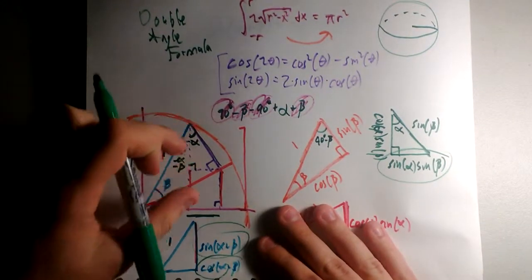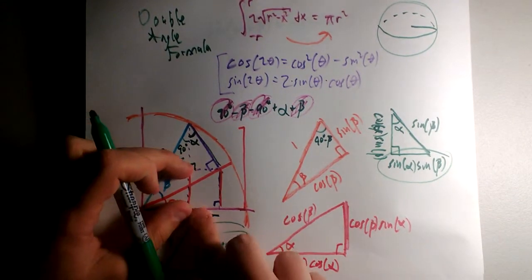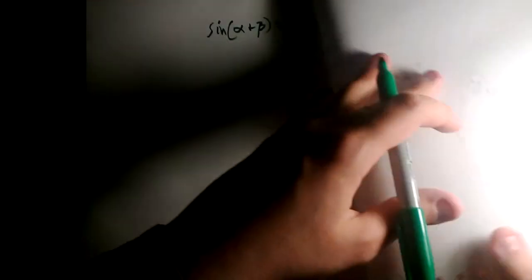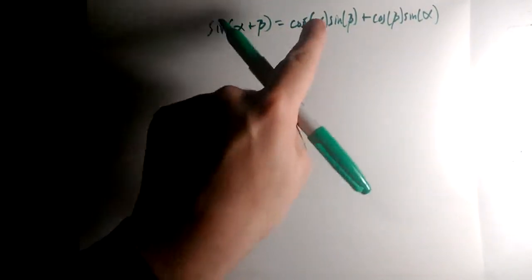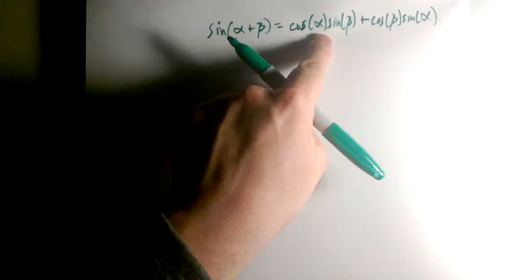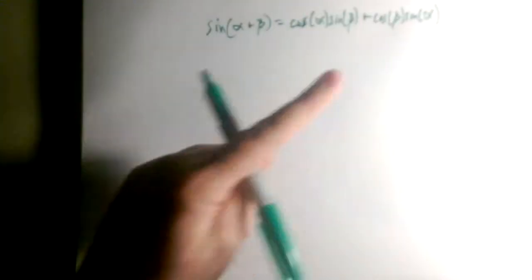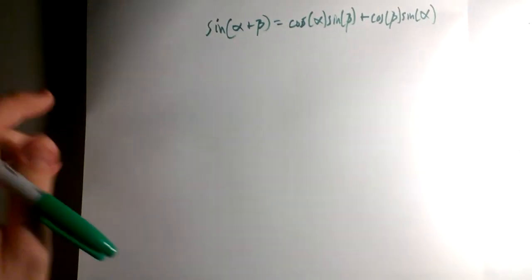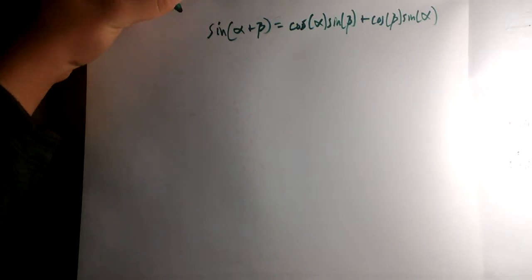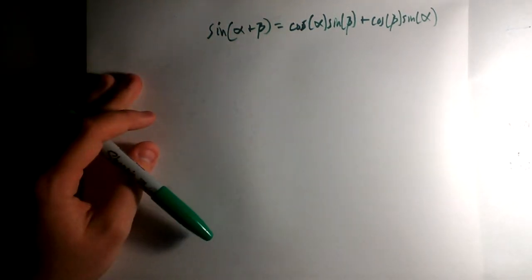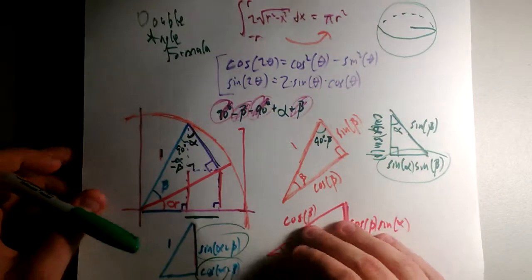Plus this height right here. What is this height? Well, it's just this height, which is cosine beta sine alpha. So this is plus cosine beta sine alpha. Look at that. That is symmetry if I ever saw it. You see this cosine, you see this cosine. This is cosine of alpha, this is cosine of beta. This is sine of beta, and this is sine of alpha. So you just interchange them. So that's equal to sine of alpha plus beta. That is the sine addition formula. Angle addition, whatever. There's probably a specific name for it.